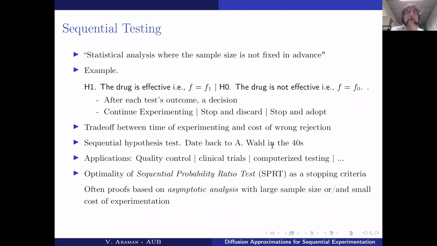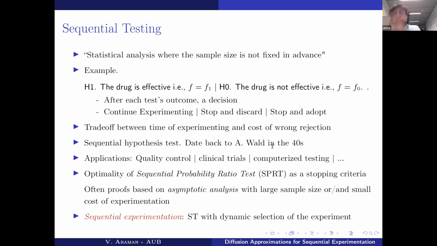The title of this talk is about sequential experimentation. What is the difference between sequential testing and sequential experimentation? Sequential experimentation is more complex because at every step, you're not only deciding whether to continue experimenting or to stop, discard, and adopt, but also to decide which experiment to use. It's not one type of experiment; you can have a number of experiments available to you, and you can pick at every time one from this bag of experiments.